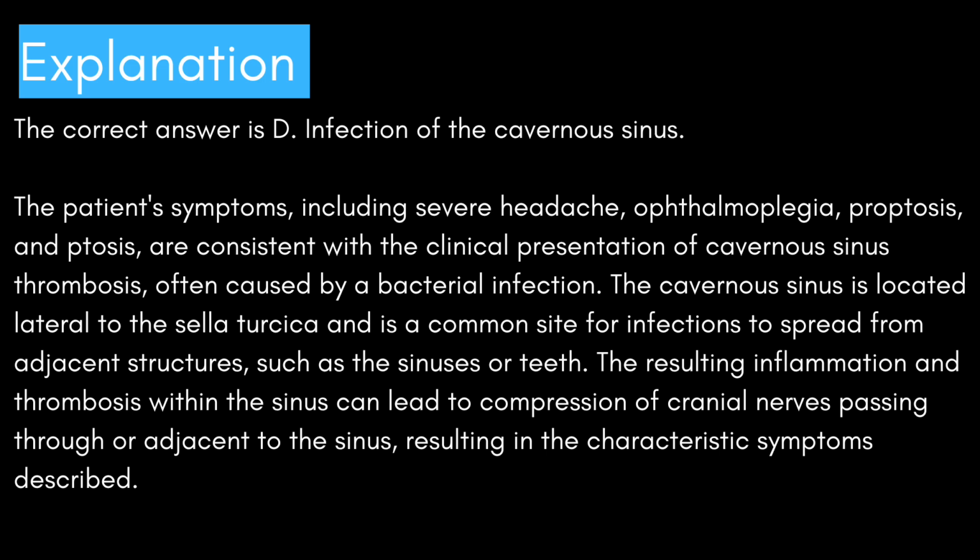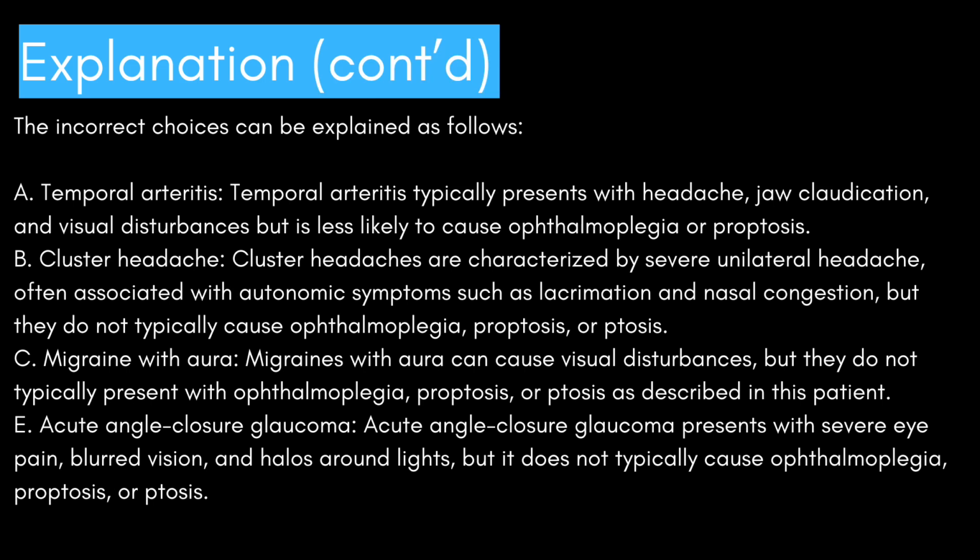All right, let's go ahead and see why the other answer choices are incorrect. The incorrect choices can be explained as follows. A. Temporal arteritis. Temporal arteritis typically presents with headache, jaw claudication, and visual disturbances, but is less likely to cause ophthalmoplegia or proptosis. B. Cluster headache.